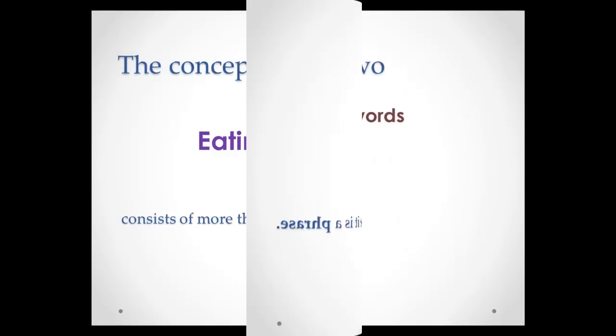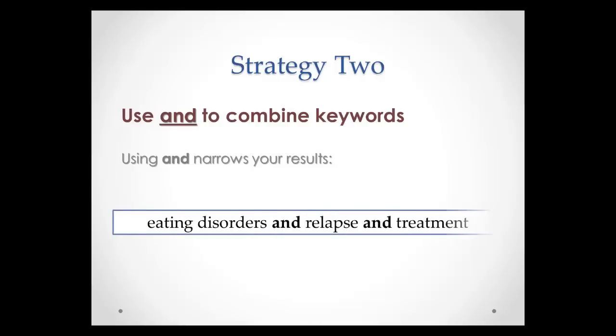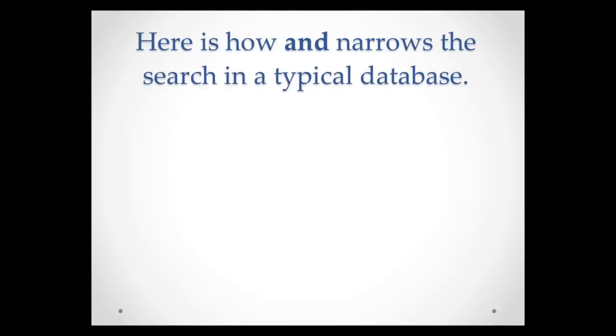Strategy 2 involves using AND to combine keywords. Using AND narrows your search results. For example, you could search using eating disorders and relapse and treatment. By connecting keywords with AND, you get fewer but more focused results.